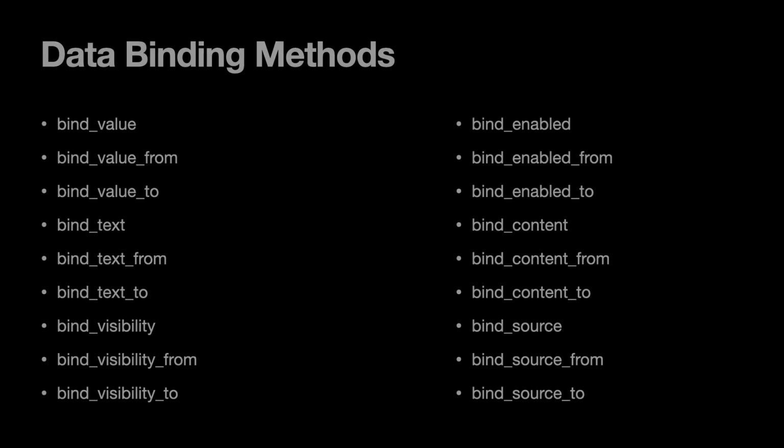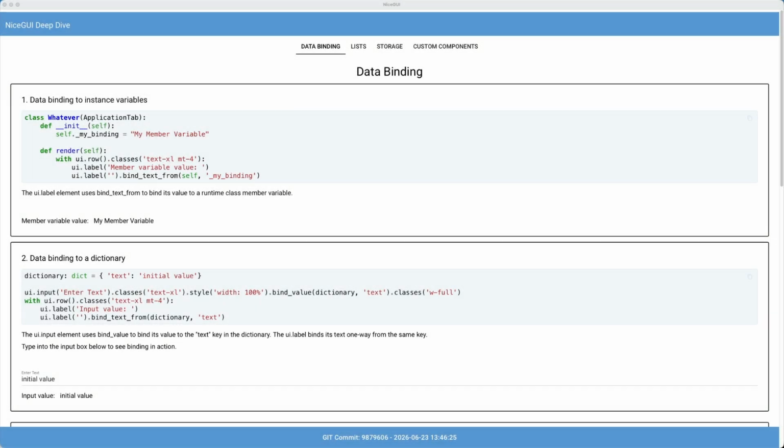We're now looking at a simple NiceGUI application that demonstrates the concepts covered in this video. On the Data Binding tab, there are 6 examples of data binding in action. In each, you can see a code snippet and interact with the corresponding user interface element. The first 2 examples demonstrate one- and two-way binding to variables in an application. The first binds one way between an instance variable of a class, called myBinding, and a label element on the page. If I were to change the variable value in my code, the label element would be updated accordingly.